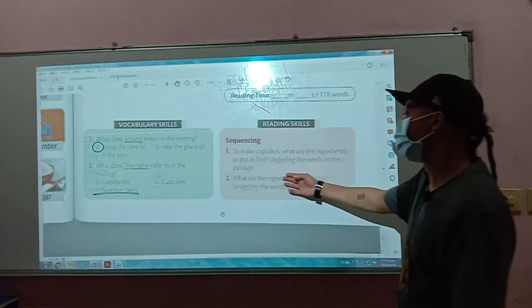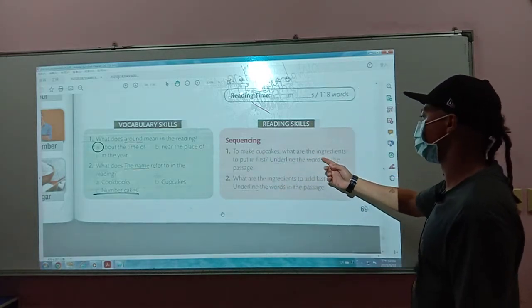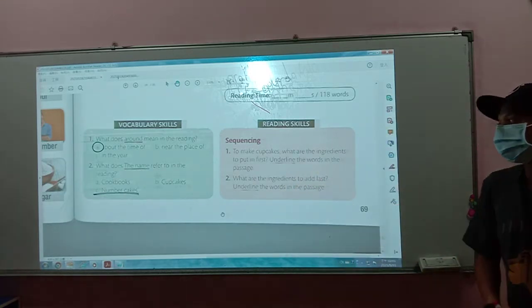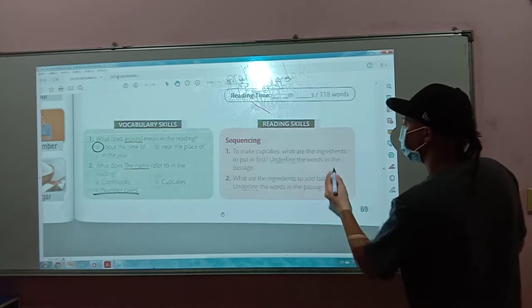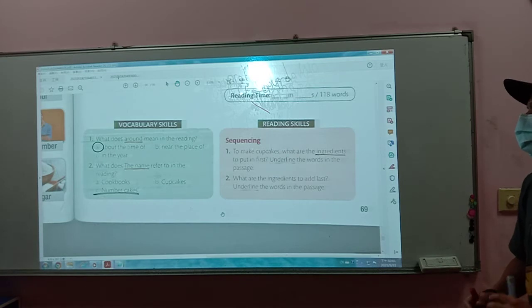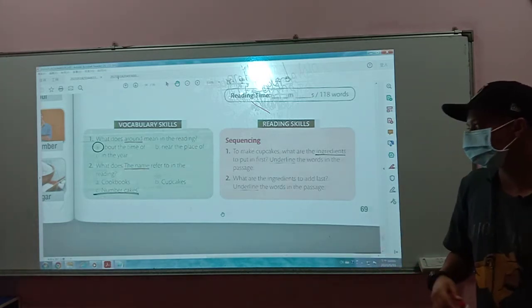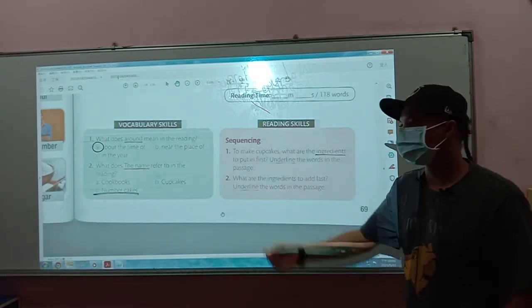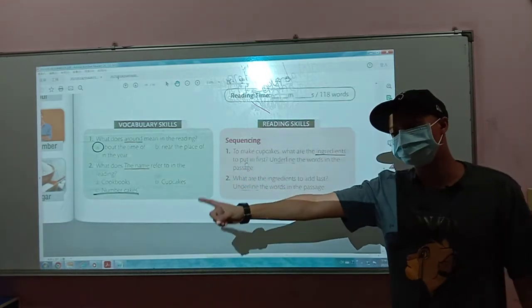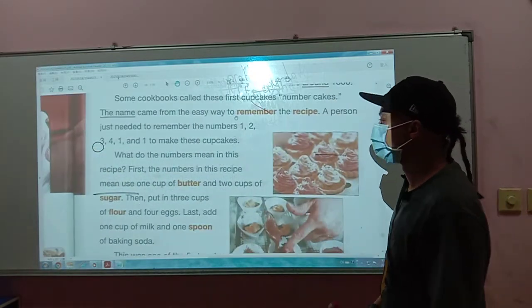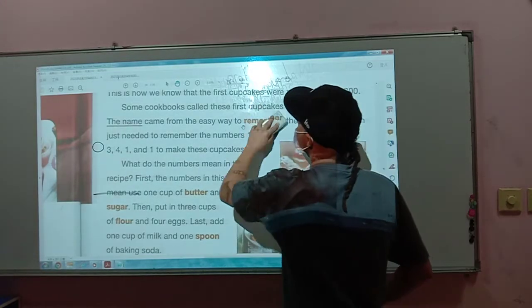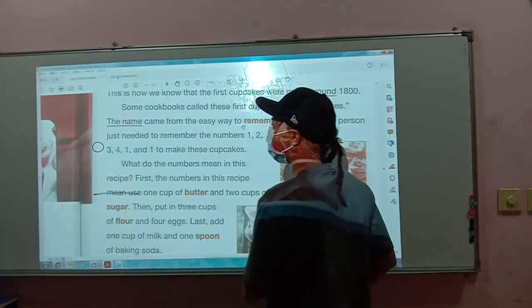All right, then we have to make cupcakes. What are the ingredients to put in first? Underline the words in the passage, okay? So what are the ingredients? They don't want to know what the step is. They want to know what food we use first when we make cupcakes. So we have to look at the steps. So we'll go back there to the top. Remember to only underline one sentence. We're talking about ingredients there.